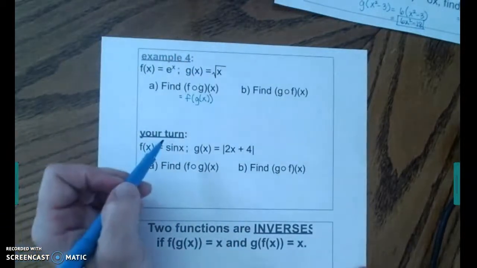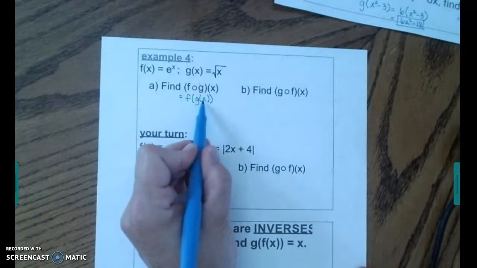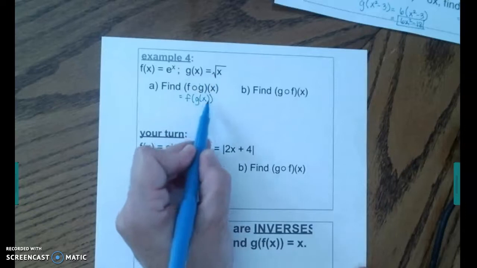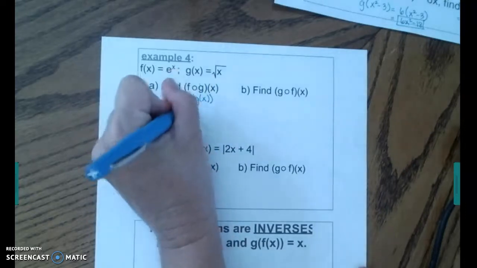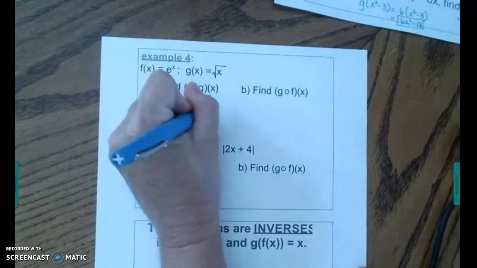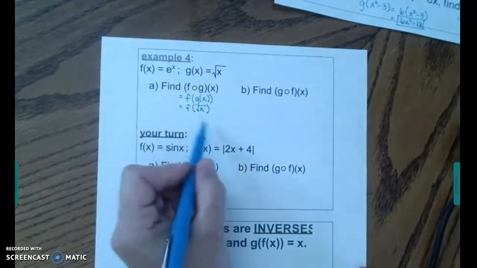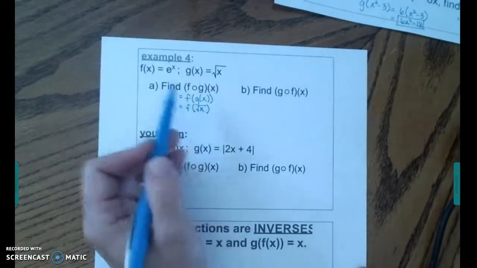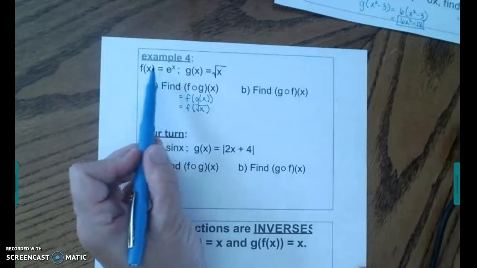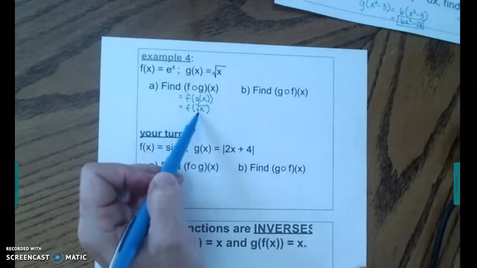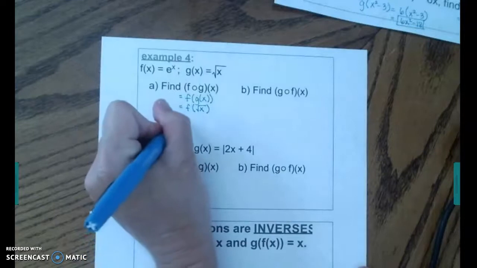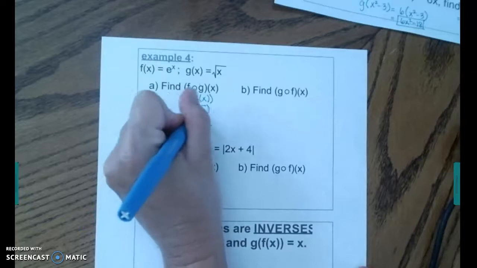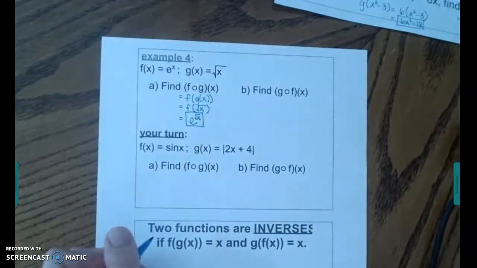So now let's think about what we know. Do I know what g of x equals? Yes, it equals the square root of x. So I'm going to replace this with the square root of x. So now I'm trying to find f of the square root of x. So that means everywhere I see an x in my f of x function, I'm going to put the square root of x. So e to the square root of x would be my answer for that problem.